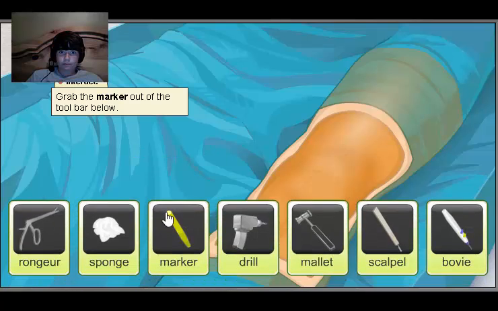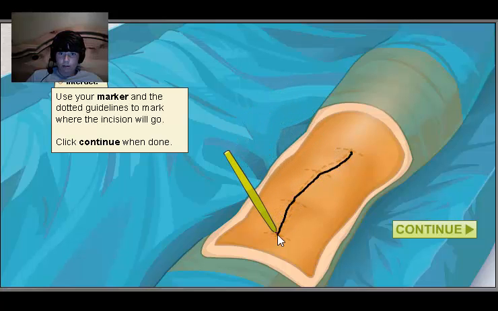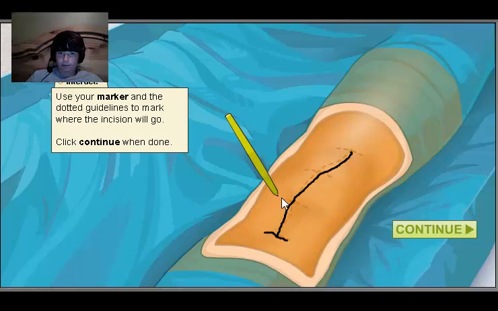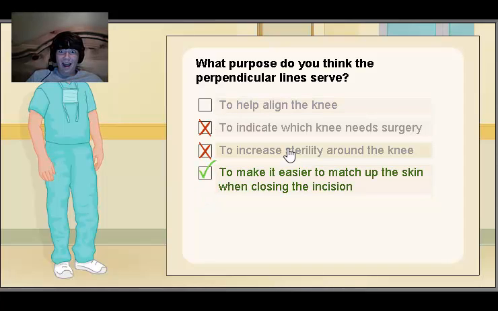Use the sterile marker to draw the location. Can I do it? Perpendicular lines too. Typically, the incision line is 6 to 7 inches long. All right. Sorry, unprofessional. There. What purpose do you think the perpendicular line has? Outstanding.